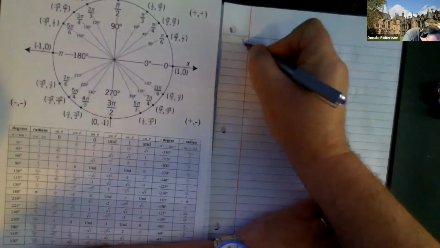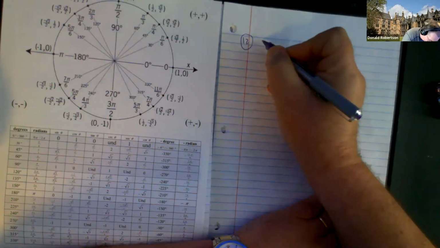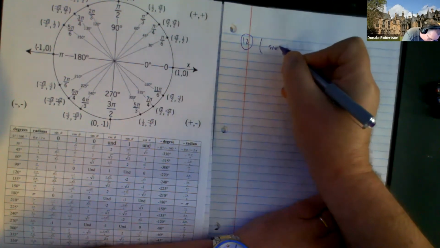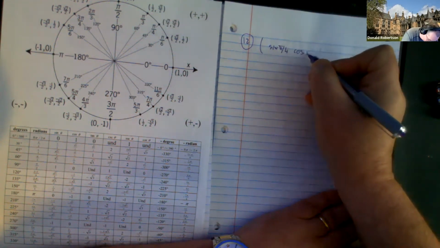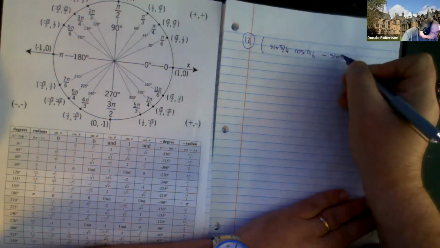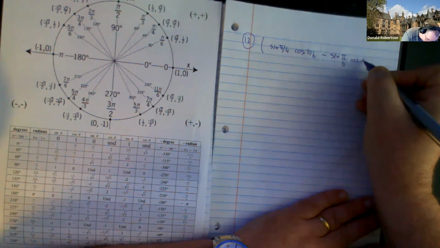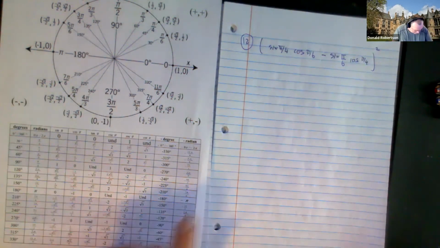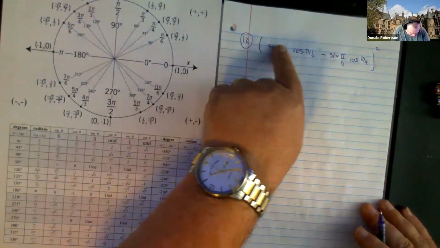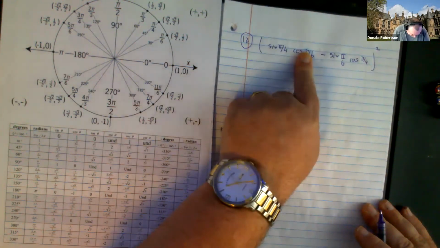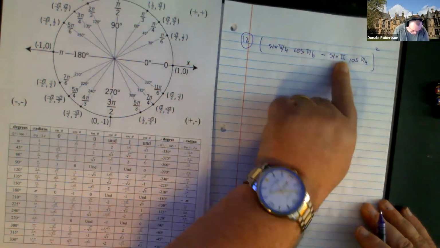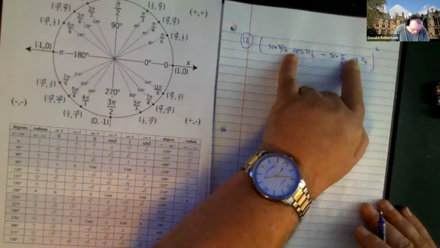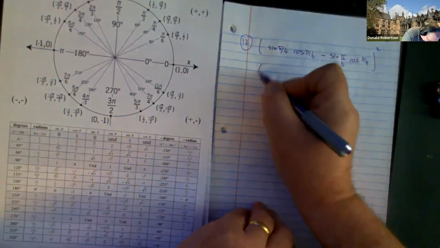Okay, here's a really horrible one. The sine of pi upon 4, cosine of pi upon 6, take away the sine of pi upon 6, cosine of pi upon 4, and then you square the whole thing. So we're really just going to be using our unit circle to find the exact values, multiply these together, multiply these together, take one away from the other, and then square whatever it is. So this should be pretty messy.